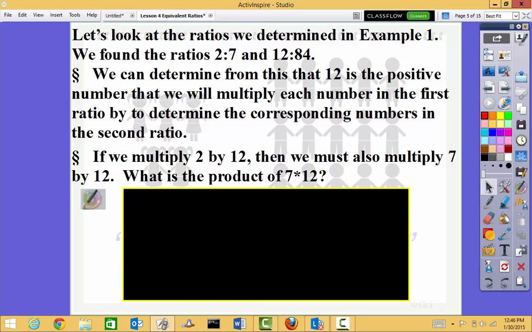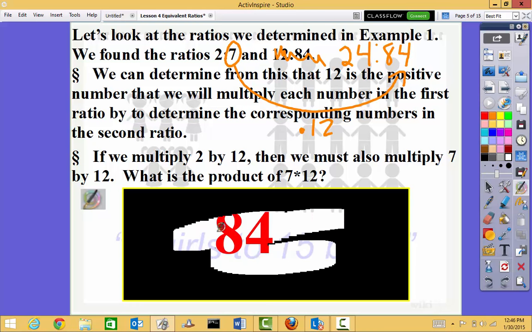We can look at the ratios we determined, and we found that 2 to 7 is the same as 24 to 84. If we multiply 2 by 12, what we just did, we have that 24. Again, I have that mistake up here, sorry. I must also multiply this number by that same thing, and hopefully it will become that. So what is the product of 7 times 12? Well, it is 84 like we have.